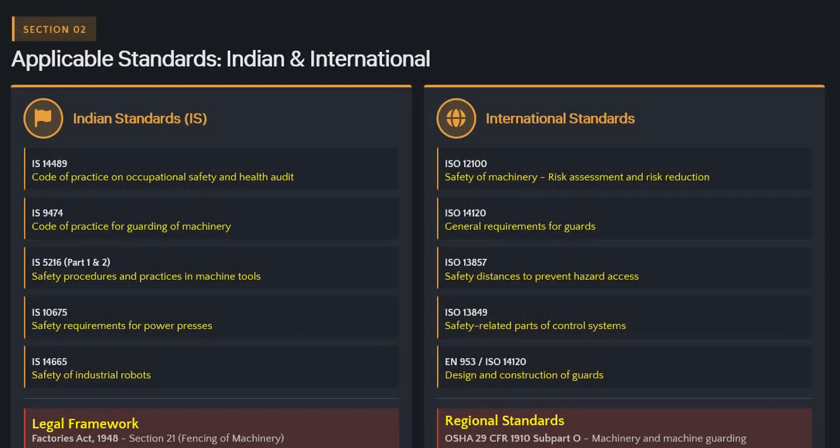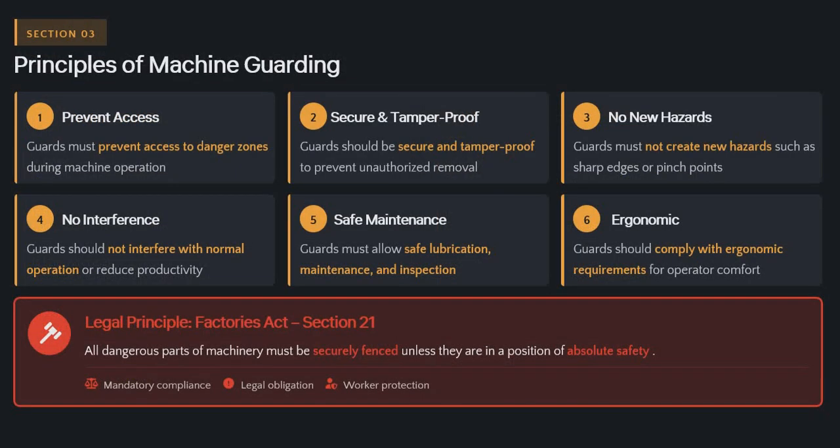So this is about machine guarding. I'll go through it fast because it is already done. There are Indian standards which we need to follow. Suppose some people work in MNC companies, then they have to comply with the international standards. Or if people are purchasing equipment from outside of India, then they need to comply with these international standards also. Then we talked about the principles of machine guarding.